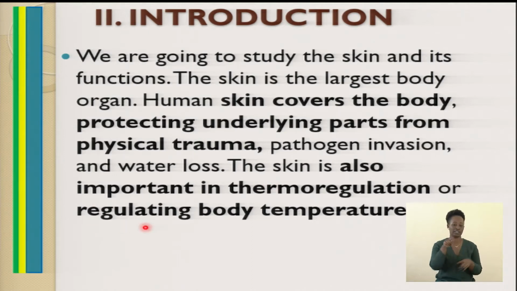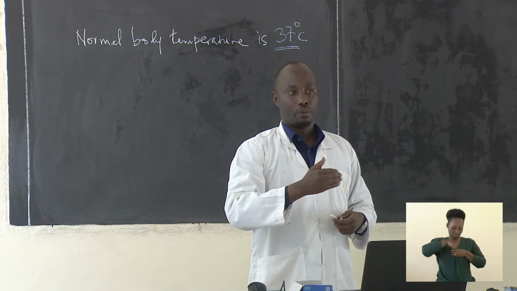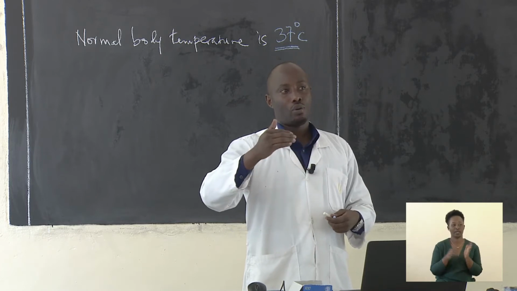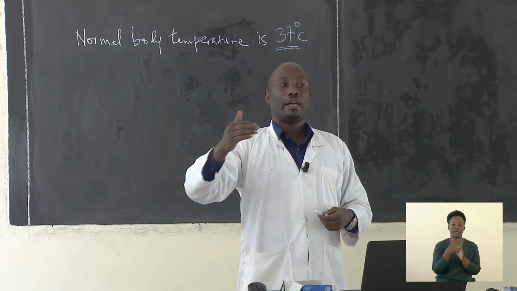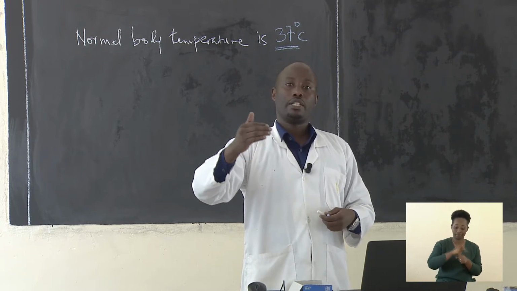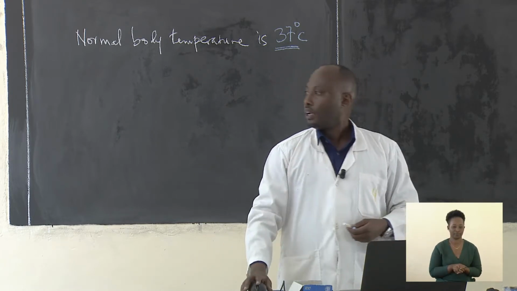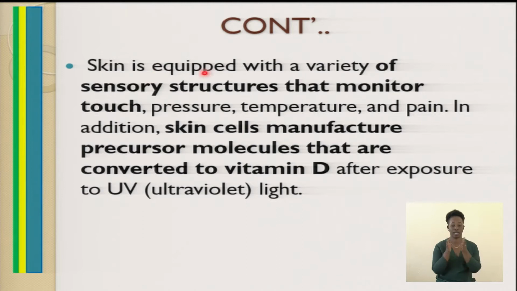Because as you know, once the body temperature is high, some of the metabolic processes in the body are going to be affected. I think you are following me. Take an example, enzymes. Enzymes are denatured by high temperature. If I talk about denatured, they are destroyed by the high temperature. The skin is also equipped with a variety of sensory structures. Sensory organs are organs that are responsible for detecting any change in temperature.